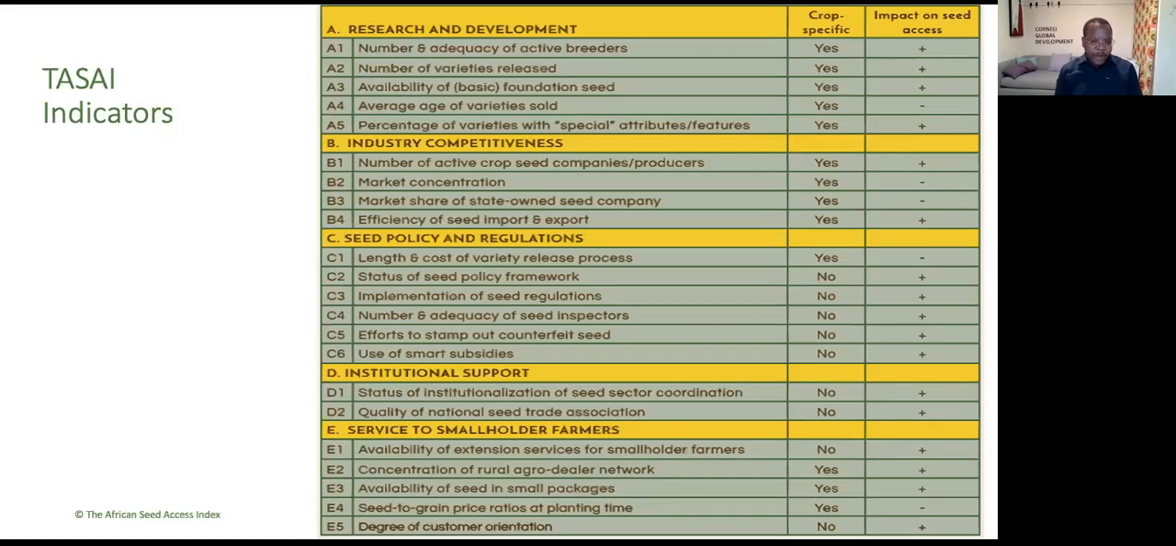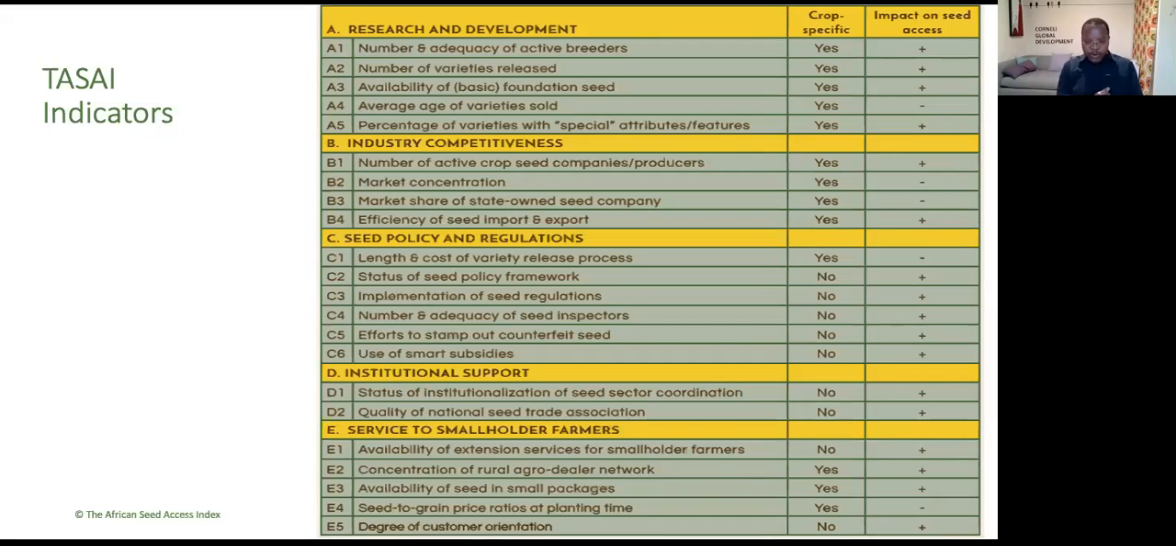You can look at measures of competitiveness. We want this to be competitive, so we look at the number of active seed companies, the market concentration, the market share of government companies, and the efficiency of seed import and export processes. We have some other measures of seed policy and regulatory reform, including the status of the policy framework and the implementation of seed regulations. When it comes to institutional support, we look at the seed sector coordination. We also look at the National Seed Trade Association and its strength.